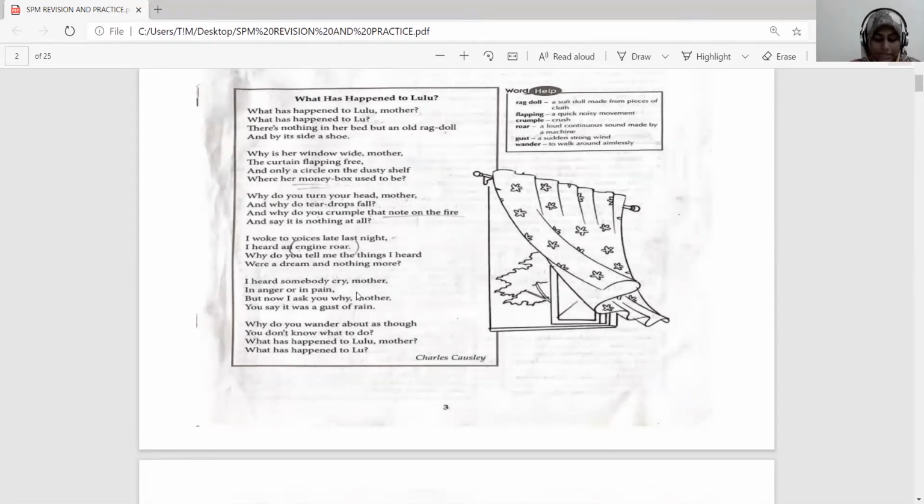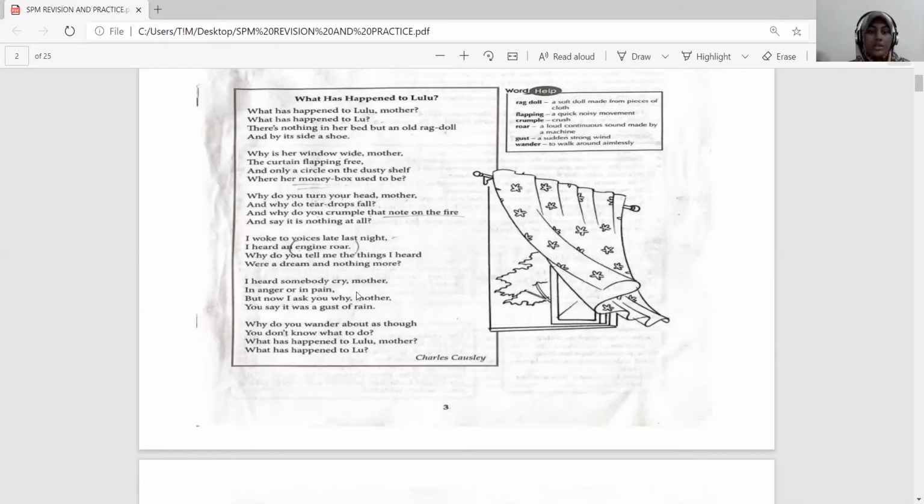And the last line in stanza 6, "Why do you wander about as though you don't know what to do? What has happened to Lulu, mother? What has happened to Lu?" So Lu is probably a nickname used in her house. I mean, the little child doesn't know why the mother is moving aimlessly. Like she's wandering, like she's in a dream in her own world, and she doesn't know what to do next. All right. Imagine she lost a child. She's so panicked.